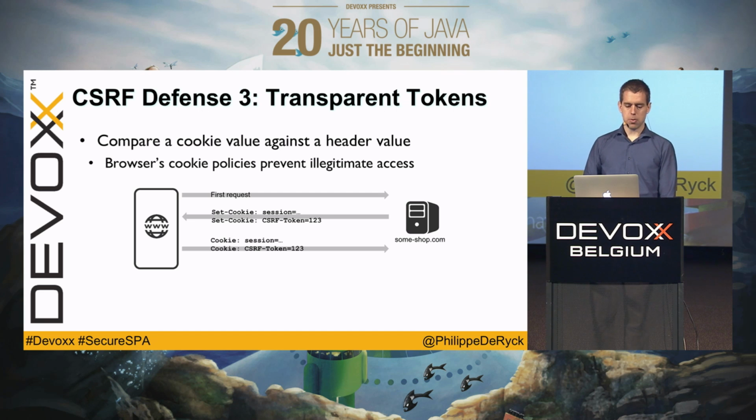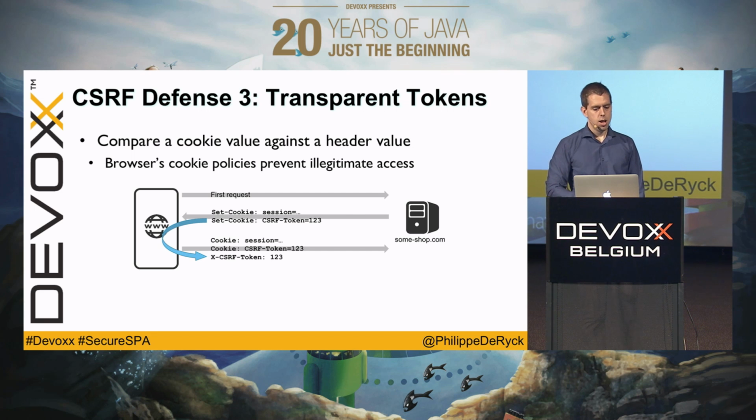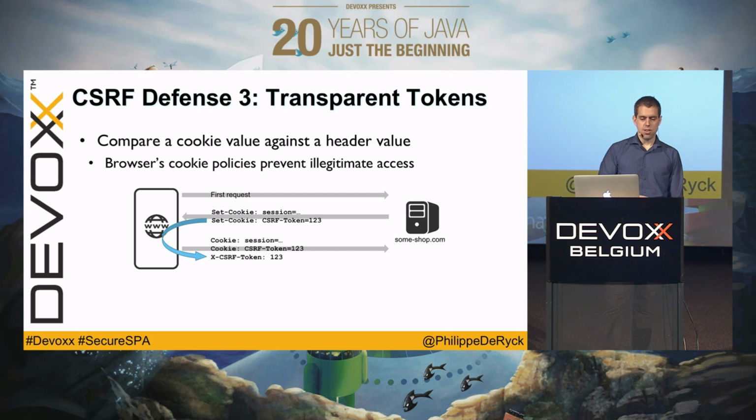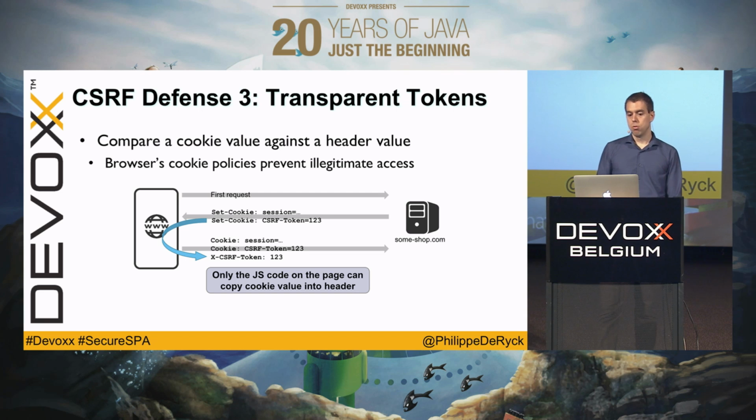When you send the second request, the cookies are included automatically by the browser. So you have the session cookie again and a CSRF token cookie. And then your client-side application, your JavaScript application, copies the cookie value into a header value. It has access to the cookies through document.cookie. That's fine. It can set a header on the XHR object, so that's also fine. And it attaches that, and the server simply compares those two values.